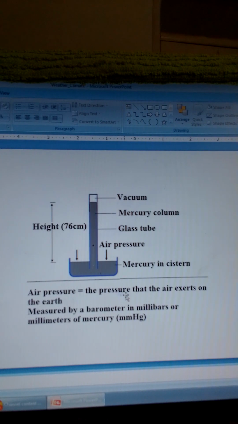And air pressure is the pressure that the air exerts on the earth. It is measured by a barometer in millibars or millimeters of mercury. So this is a kind of a mercury barometer. You also have aneroid barometer and so on.